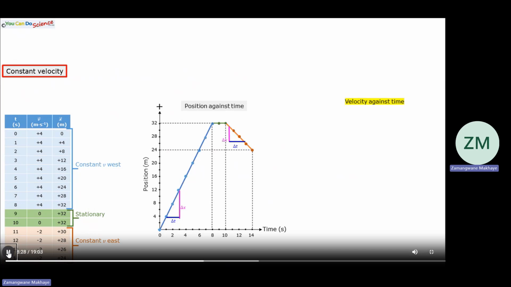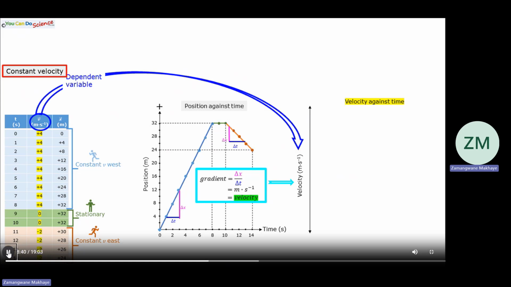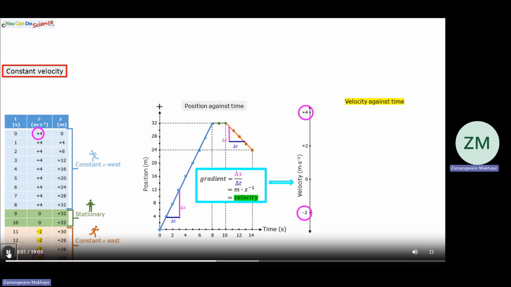To draw the velocity time graph, you can be asked to use the gradient of the position time graph, if the information in a table is not available. Velocity is the dependent variable and comes on the y-axis. In the positive direction, the maximum value for velocity is 4 meters per second. And in the negative direction, the maximum value of the velocity is 2 meters per second. Choose a suitable scale and also indicate the reference point.